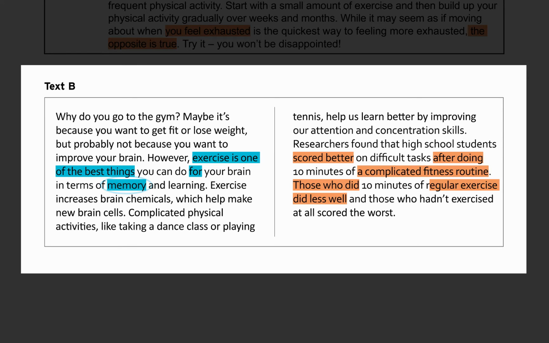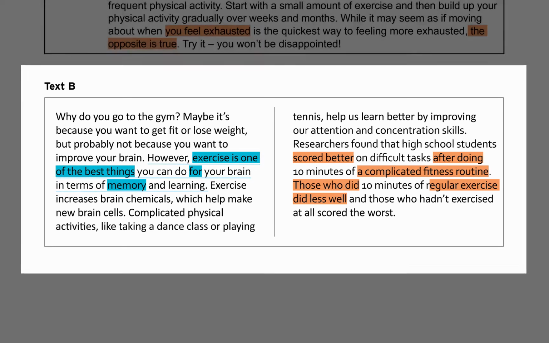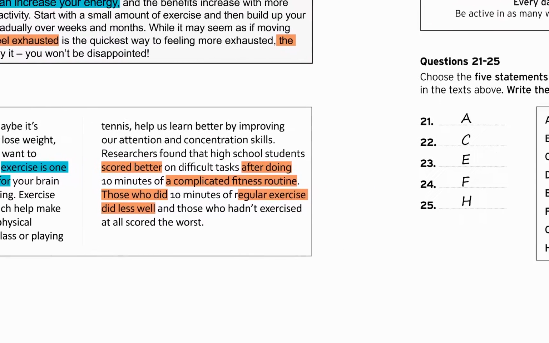So now we can read the sentence carefully. We've found the key word. However, exercise is one of the best things you can do for your brain in terms of memory and learning. So that's why C is correct.